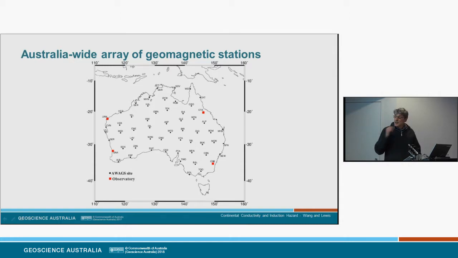Now this AWAGS data set is 25 years old, and it's a real testament that it continues to yield valuable insights into the magnetic and electric structure of the continent as we improve our theory and our computing power to extract more information from the data.